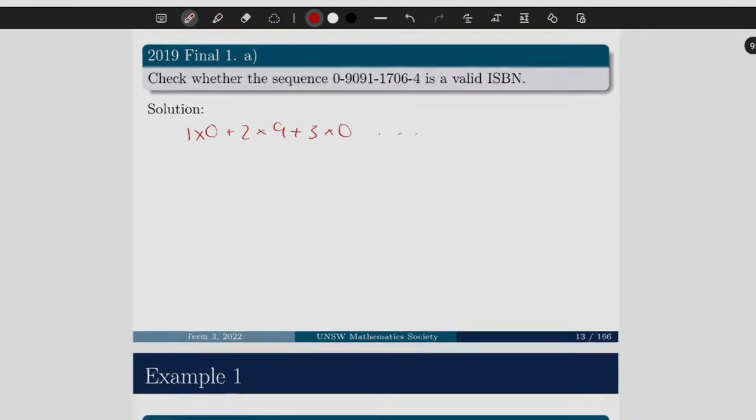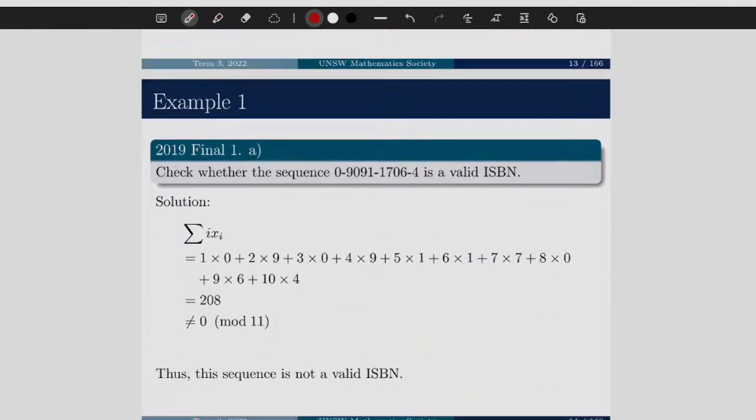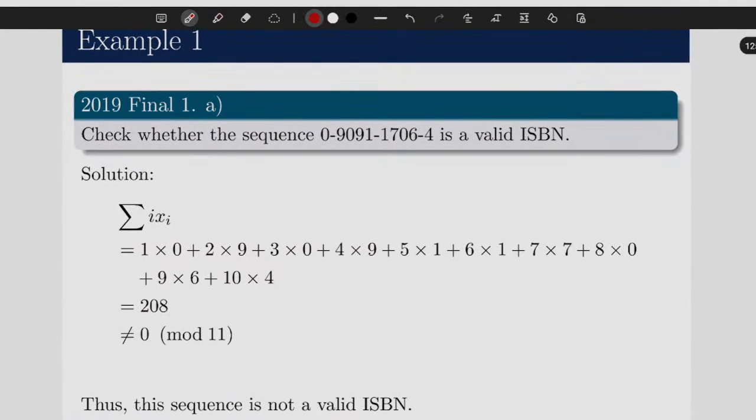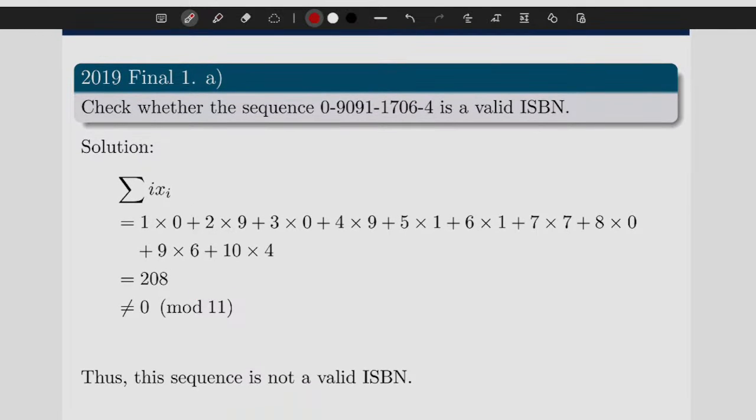Right? And I'm just going to scroll down to our solution here. And if anyone has any questions, please let me know. But scrolling down to our solution, we see that we end up getting 208 as our final sum. And naturally, 208 mod 11 is not congruent to 0, so hence not valid, right? Super easy, super slay. But I want to extend this exam question a little bit.